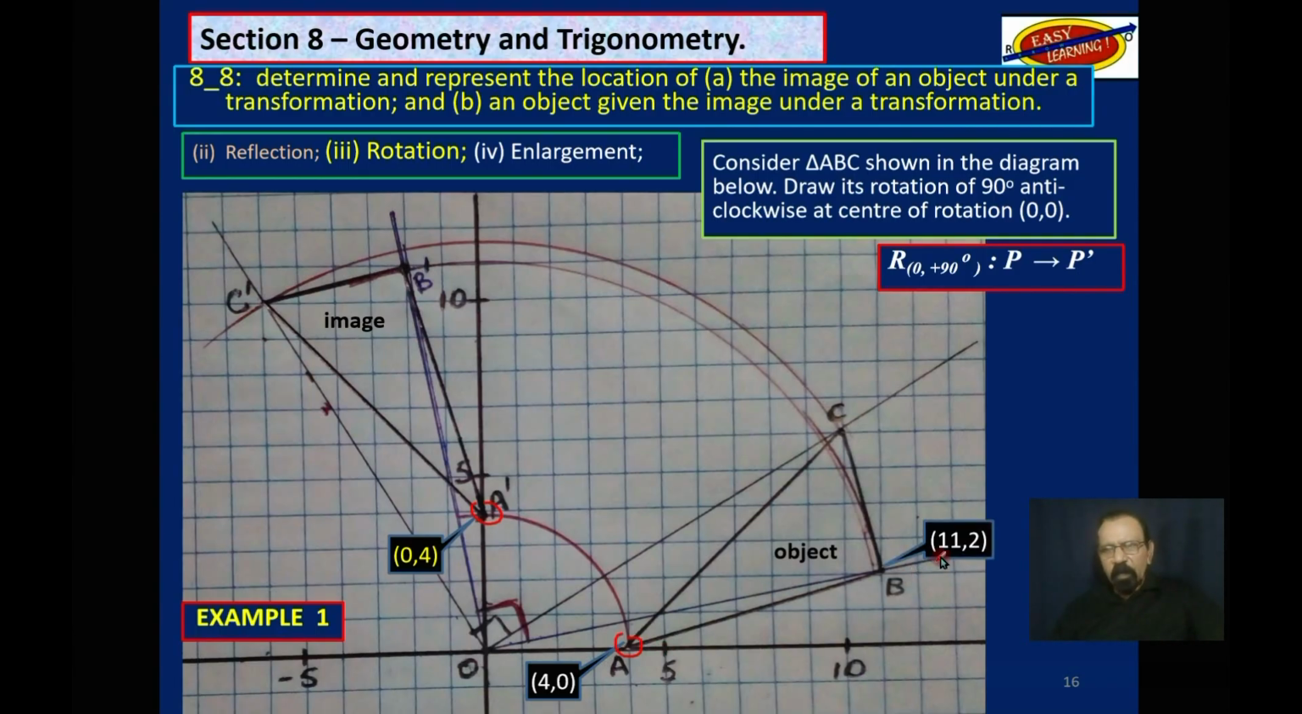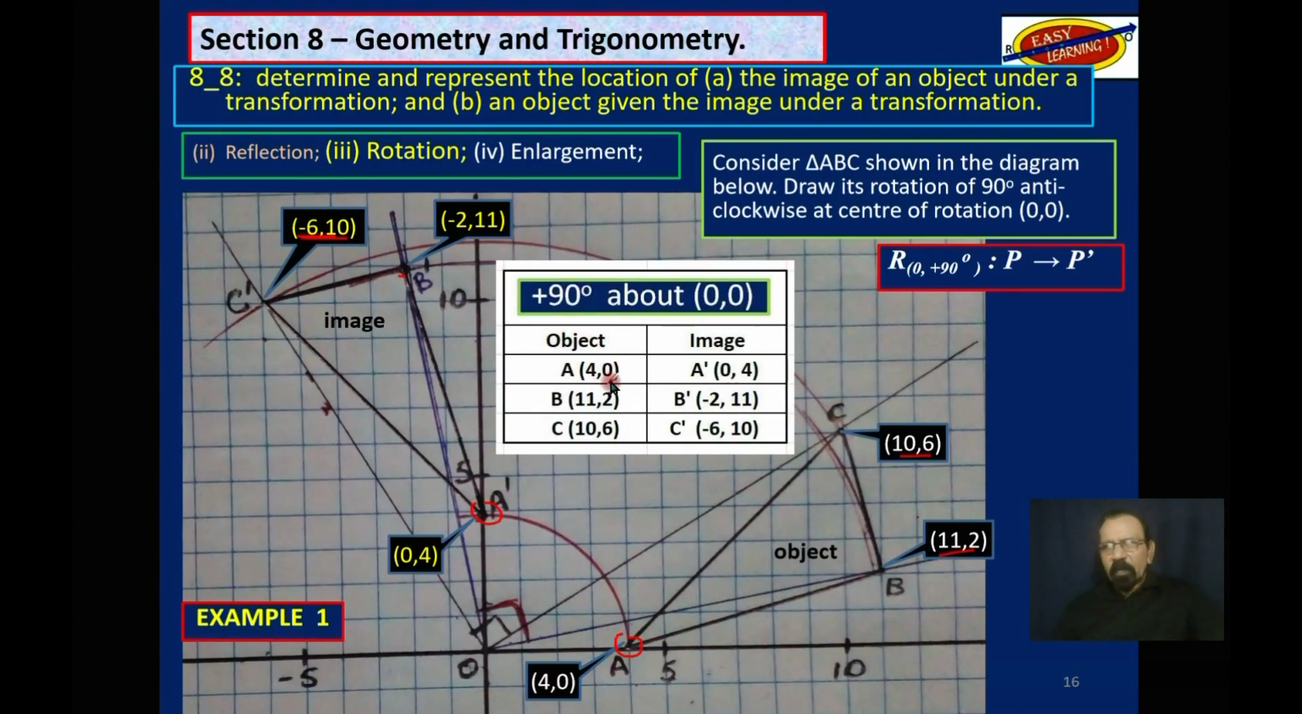We have this one here, B, 11, 2, but this one here is negative 2, 11. This one here is 10, 6. It is negative 6, 10. Do you see a pattern? So let's write them in a table. You will notice that all the original x values now became the y values, and what were the y values now became the x values multiplied by negative 1. In other words, (x, y) on the object becomes (negative y, x) on the image.